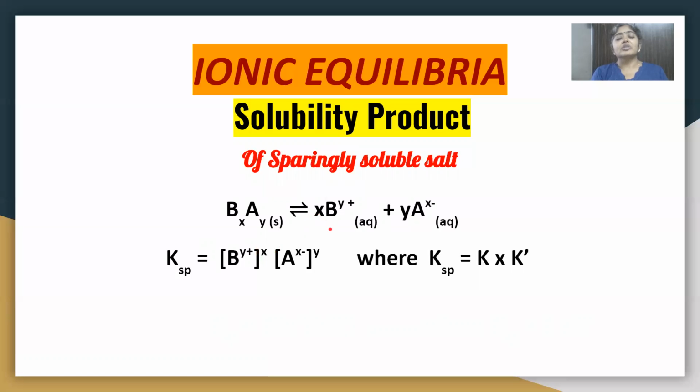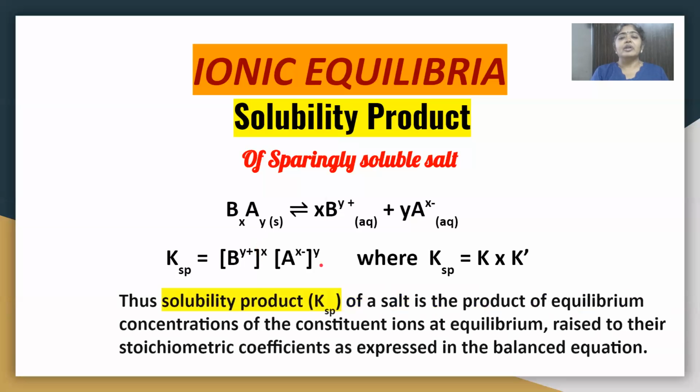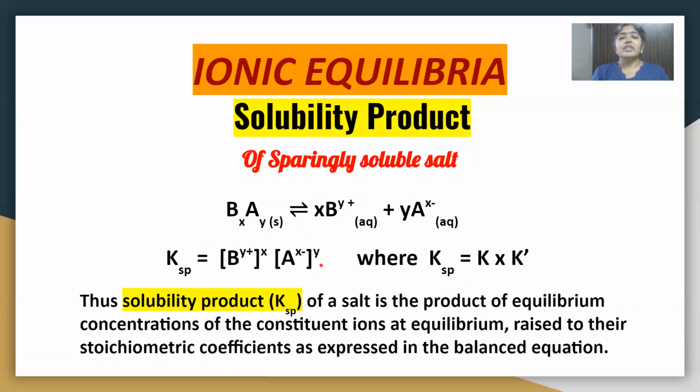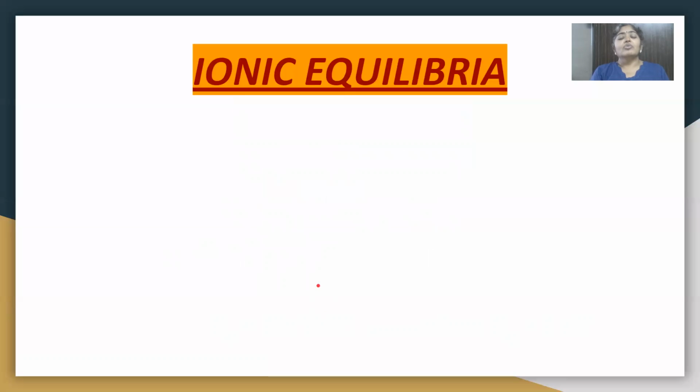Okay, so only remember that you have to raise it to the stoichiometric coefficients that are written in the balanced chemical equation. So based on this, we can now write the definition for solubility product. Solubility product of a salt is defined as the product of the equilibrium concentrations of its constituent ions, each raised to the stoichiometric coefficients as written in the balanced chemical equation. Okay, so I hope you all have understood what is solubility product.